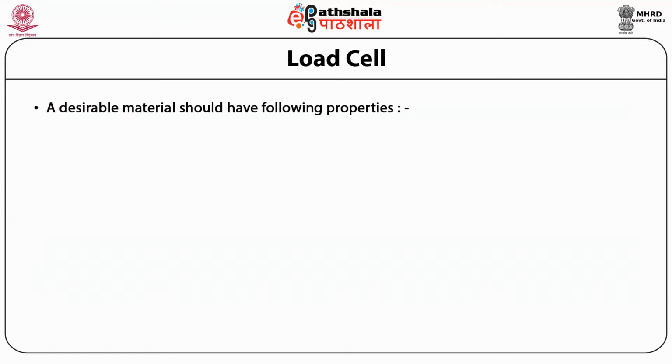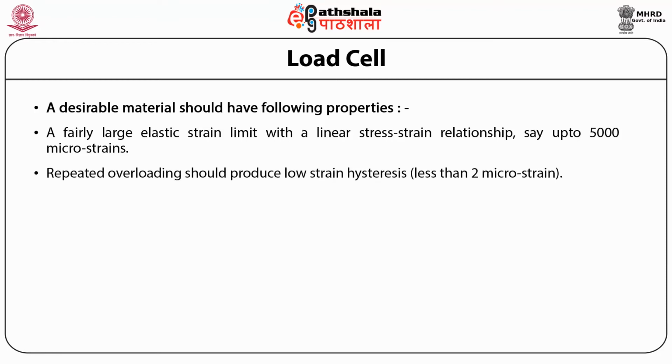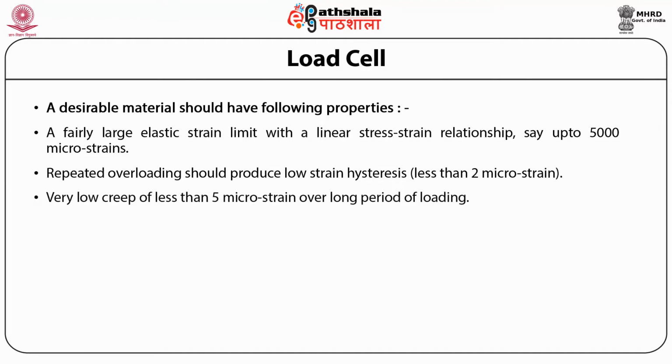A desirable material should have the following properties. First, a fairly large elastic strain limit with a linear strain relationship, say up to 5000 microstrains. Second, repeated overloading should produce low strain hysteresis, that is less than 2 microstrain. Third, very low creep of less than 5 microstrain over a long period of loading. And finally, very low plastic flow due to strain.